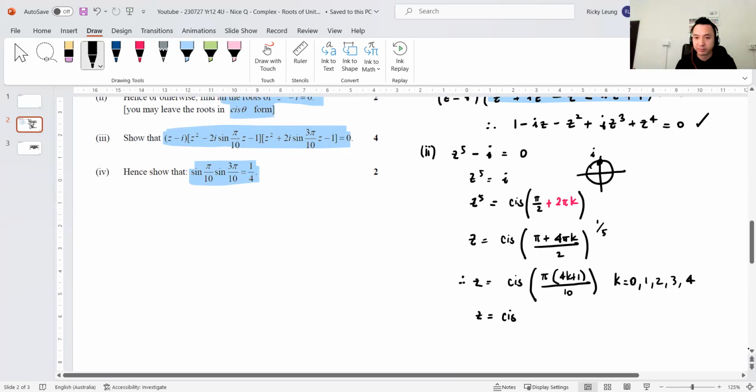Sub 0 into there, I get sys pi on 10. Yeah, sys pi on 10. Let me just check this, make sure I'm on the right track. Yes, sys pi on 10. Yep, piece of cake. Sub 1 in, what's that? 5 pi. Now, when I sub that in, I'll write it as 5 pi on 10, but I'll simplify it later. So sys, that's like pi on 2, which is i.